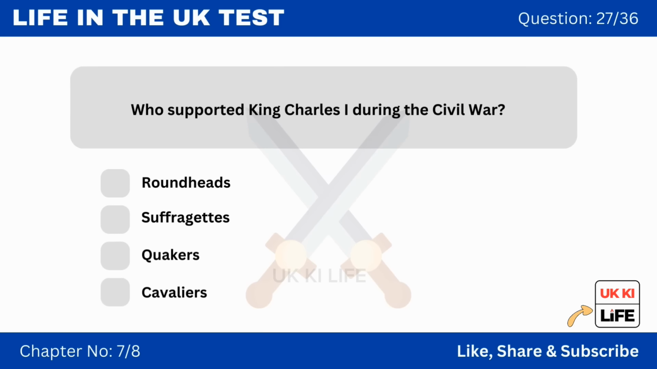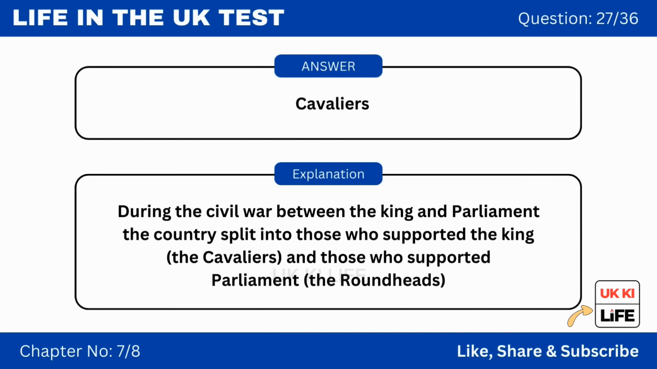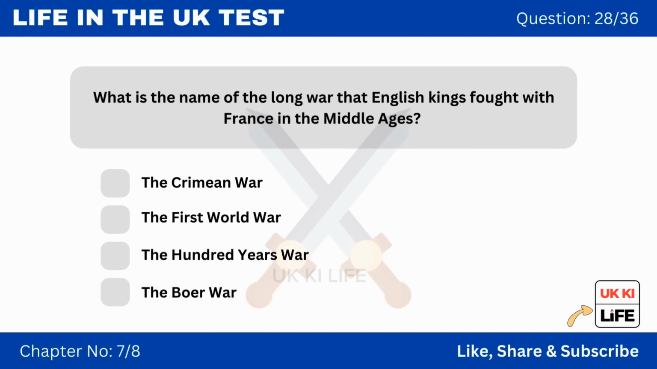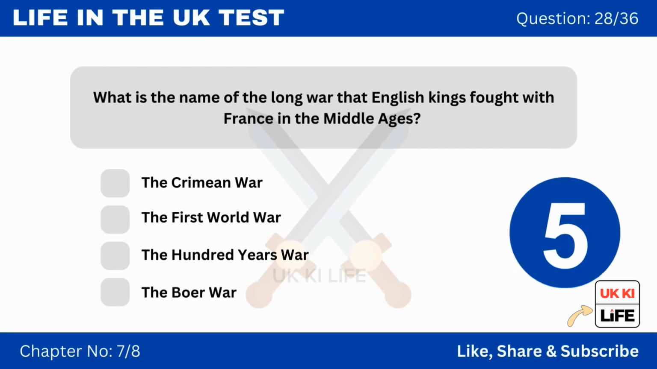The correct option is D. Explanation. During the Civil War between the King and Parliament, the country split into those who supported the King, the Cavaliers, and those who supported Parliament, the Roundheads. Question 28. What is the name of the long war that English kings fought with France in the Middle Ages? The Crimean War, the First World War, the 100 Years' War, the Boer War.